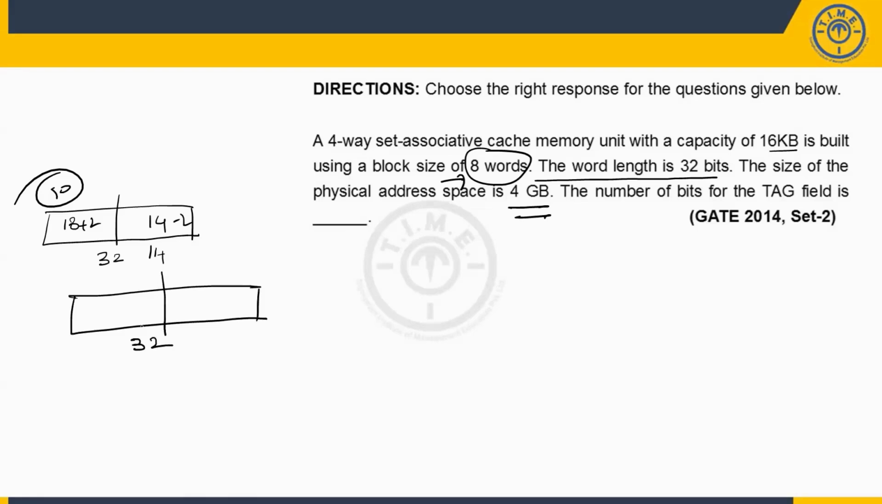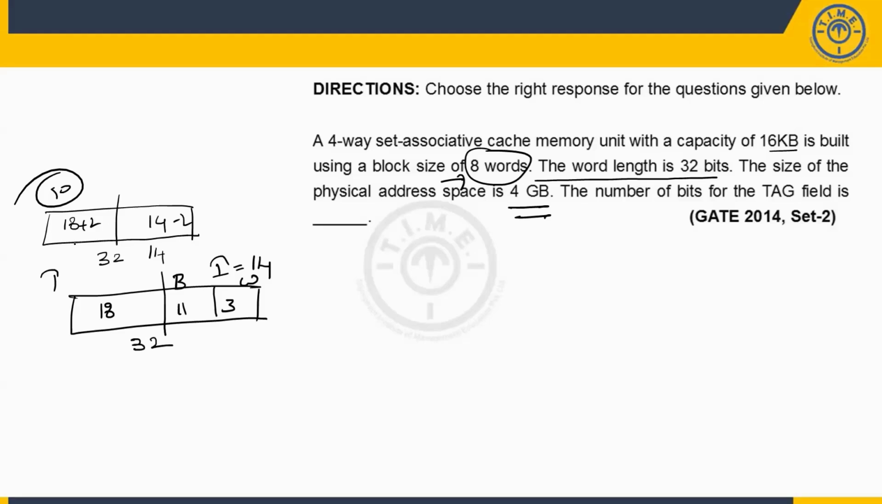From 32, initially we need to divide the total address length into index and tag. Index here is the cache size. Cache size is 16 KB, meaning 14 digits. Tag will be 18, right? But index will further be subdivided into two more fields: the block field and the word field. The word field is 8 words, meaning 3. So 14 minus 3 is equal to 11. I did not go for this because we are asked only for the tag digits, right?